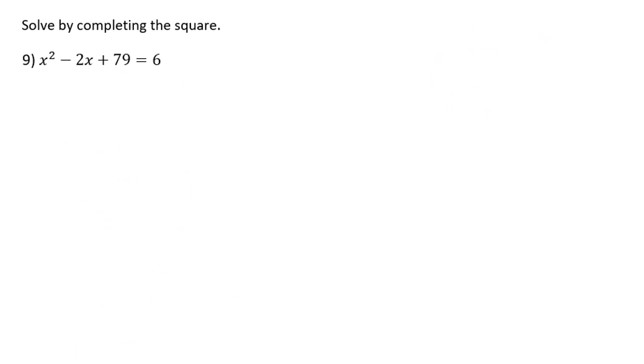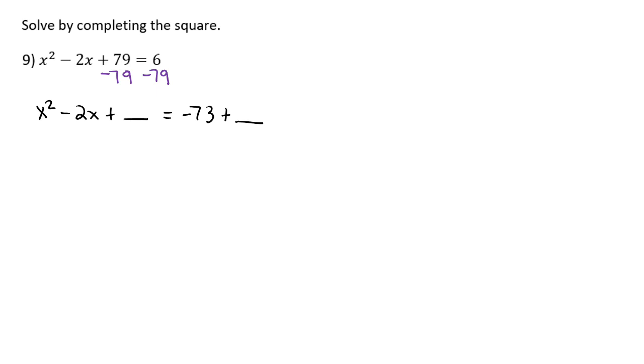Okay, solve by completing the square. Once again, that's going to be the one with the blank spaces. We're going to get the x squared and the 2x by itself by moving our 79 over to the right side with subtraction. So now we're going to have x squared minus 2x plus blank space equals negative 73 plus blank space.